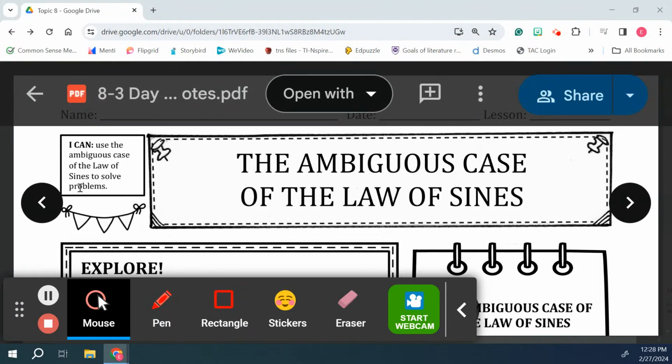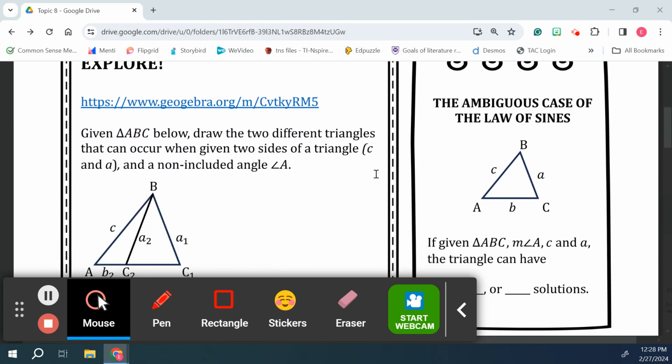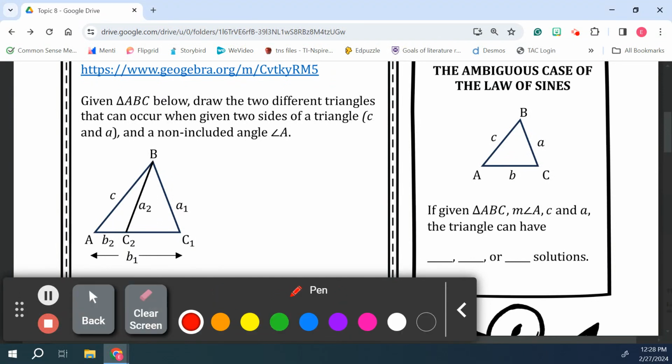Right, so it says the I can statement: I can use the ambiguous case of the law of sines to solve problems. The ambiguous case of the law of sines. So here is what we have. We have the ambiguous case of the law of sines given triangle ABC, the measure of angle A, C, and A. The triangle can have 0, 1, or 2 solutions.